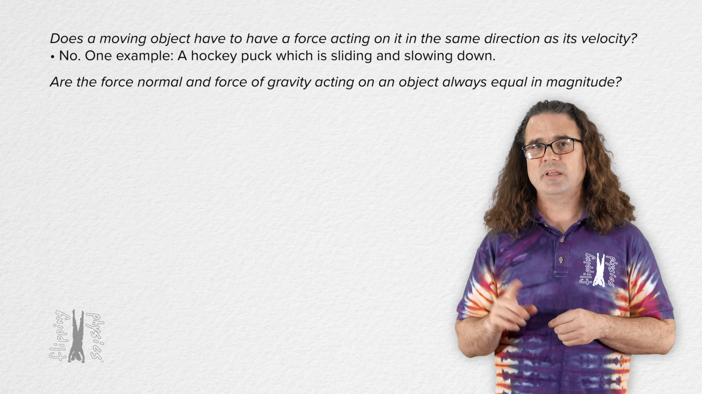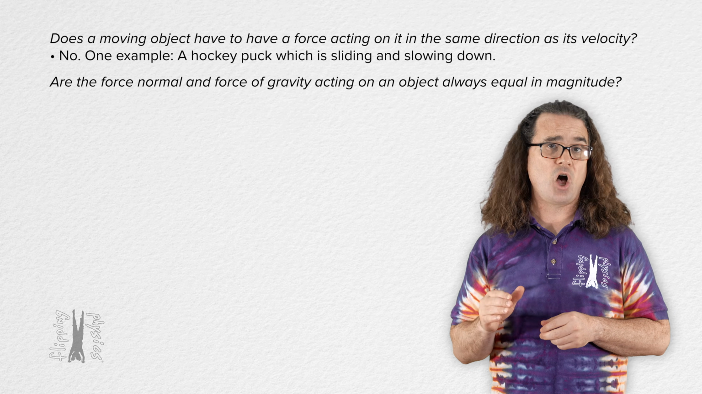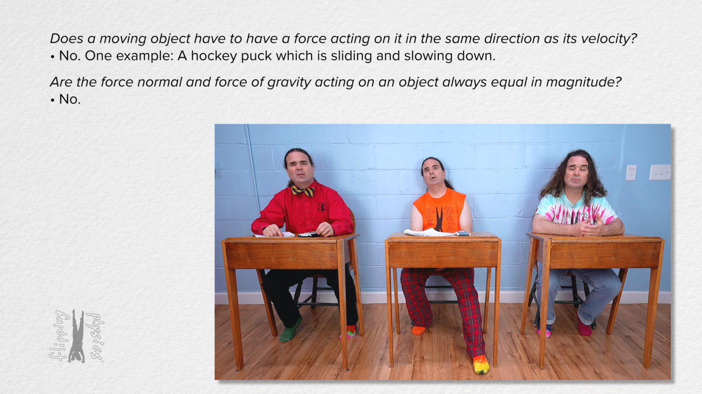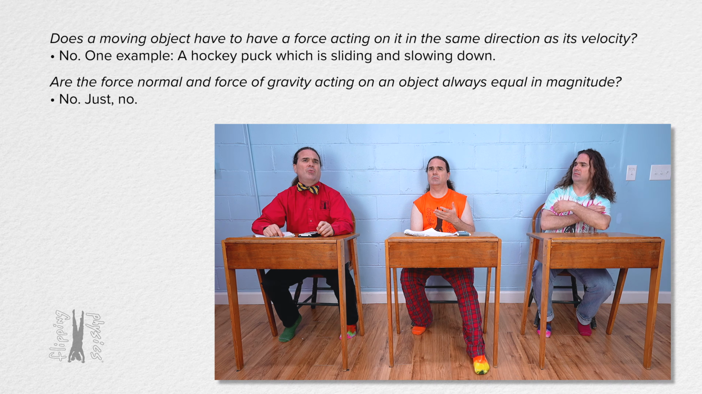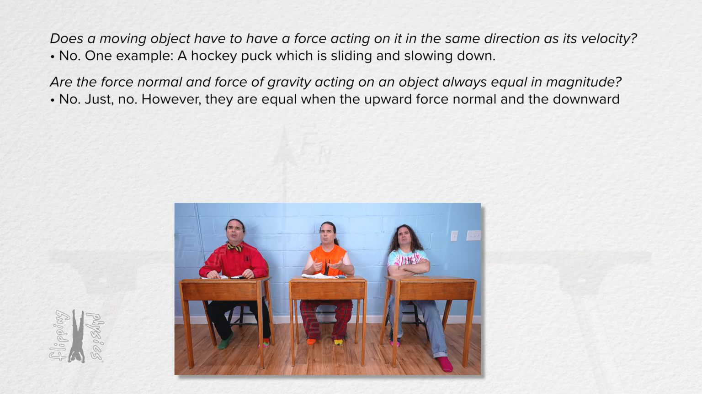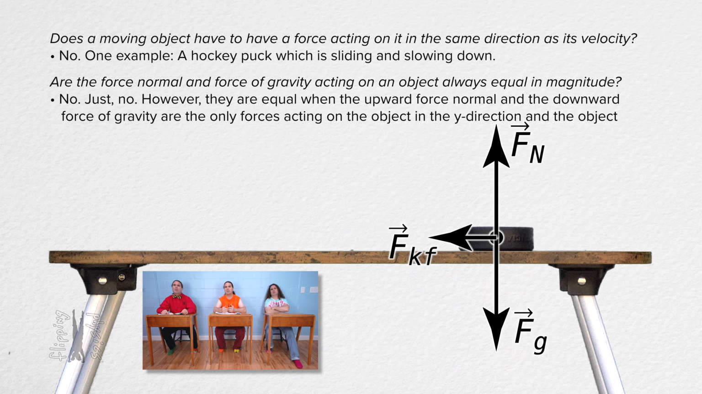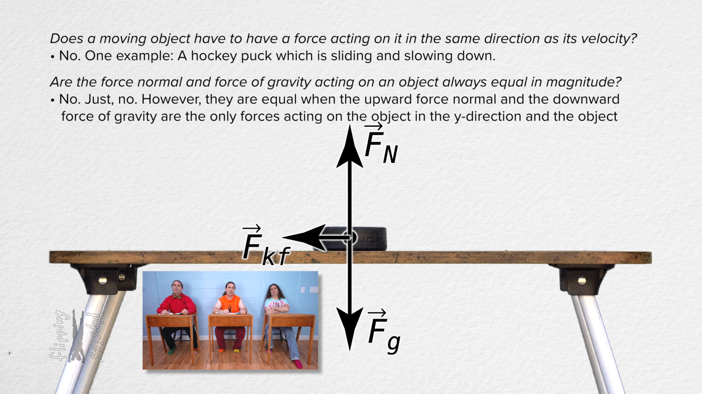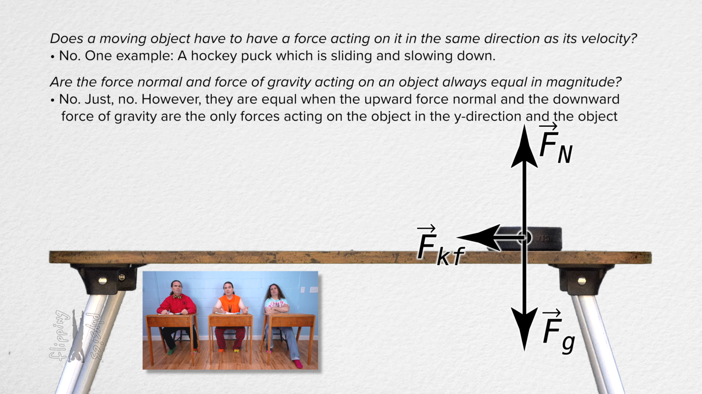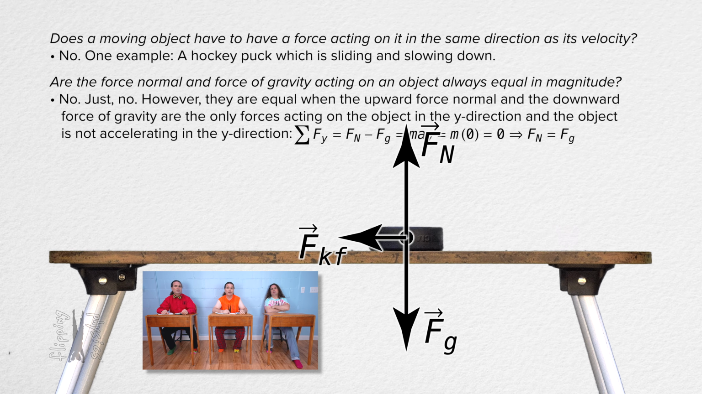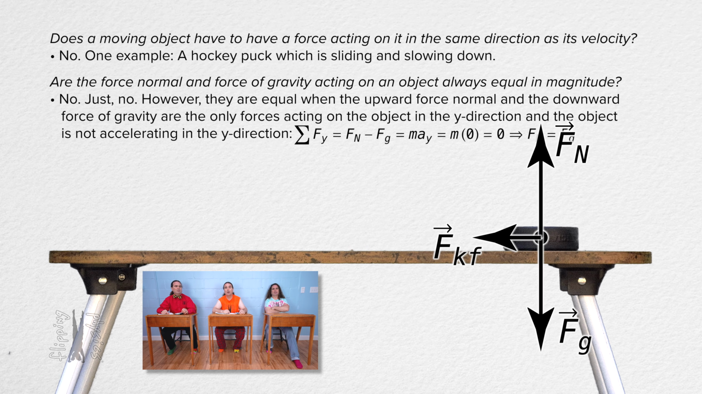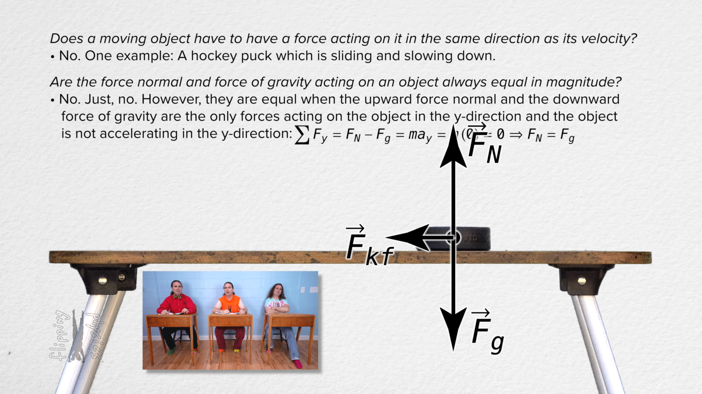One more question. Are the force normal and force of gravity acting on an object always equal in magnitude? No. This is only true when the upward force normal and the downward force of gravity are the only forces acting on the object in the y direction, and the object is not accelerating in the y direction. It is not only true then.